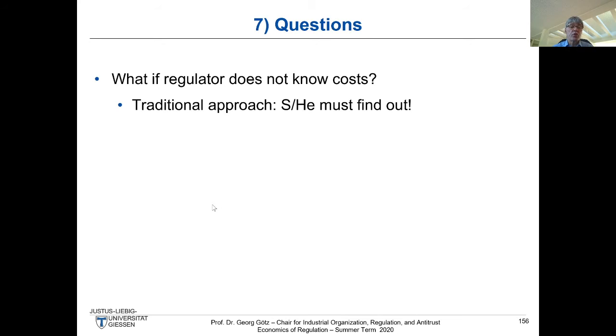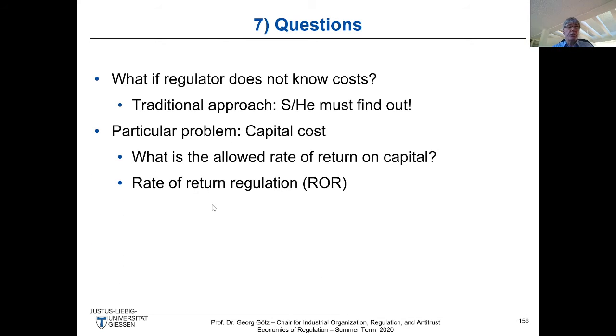Of course, the traditional approach is that she or he must find out. We will look into a little bit of the detail later on, how that works, what the regulators do, and so on. But anyway, we know that the regulator faces limited information. And the particular problem is, what are the capital costs?